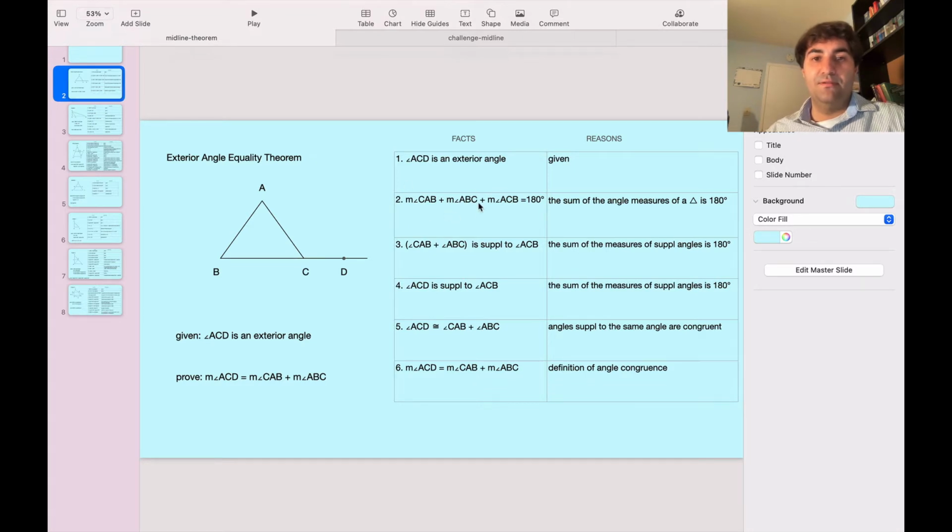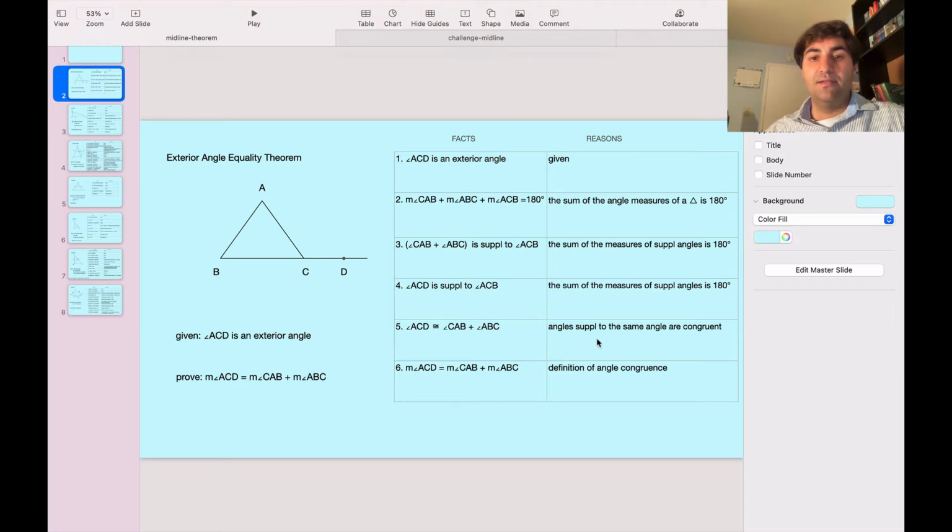If I factor out these first two terms, then we know that the sum of the measures of supplementary angles is 180 degrees. So angle CAB plus angle ABC, this whole thing, is supplementary to angle ACB. We also know that angle ACD is supplementary to angle ACB. Why? Because this is a straight line, and if you add the measures of these two angles, you get 180 degrees, because a straight line measures 180 degrees.